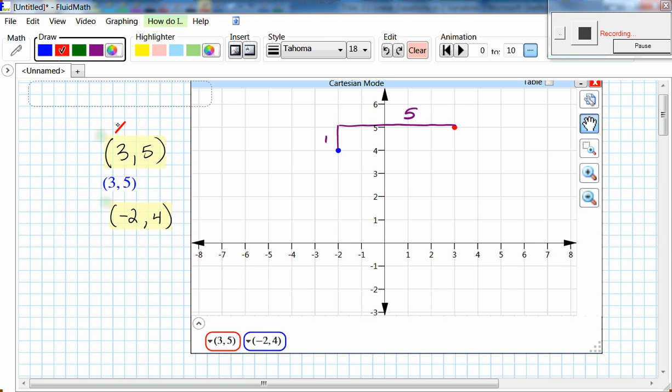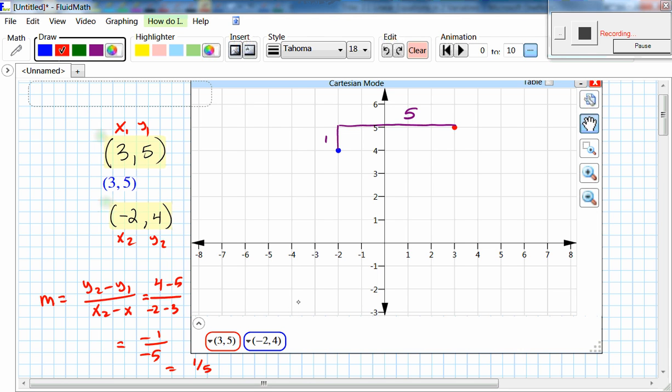Yes, okay, so this is x1, this is y1, this is x2, and this is y2. So the formula says I'm going to have y2 minus y1 over x2 minus x1, which means I'm going to have 4 minus 5 all over negative 2 minus 3. Looking good to you guys? So that gives me negative 1 over negative 5, which gives me a positive 1/5. Does that match up with what I have on the picture?